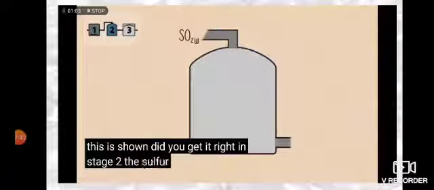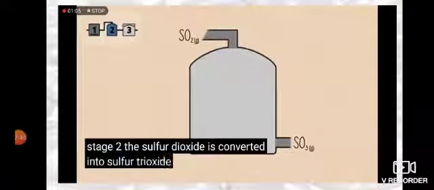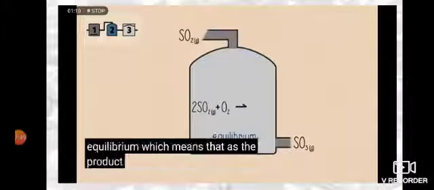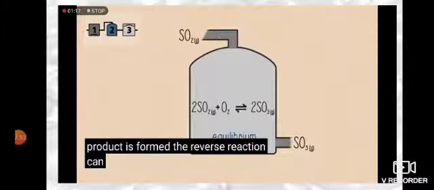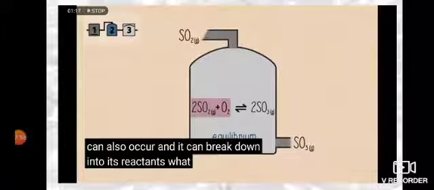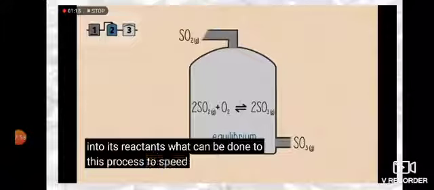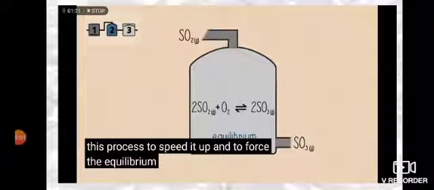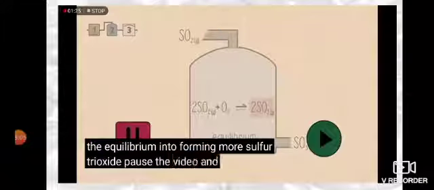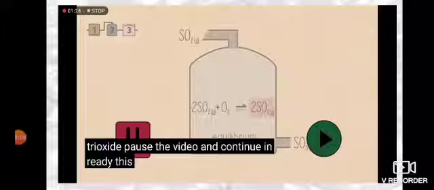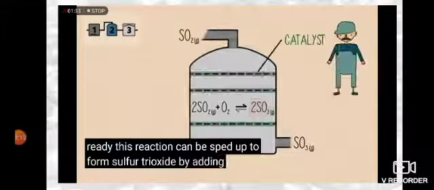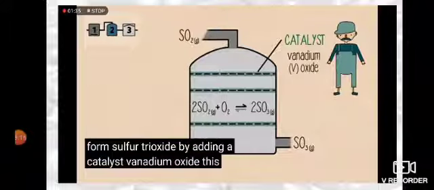In stage 2, the sulfur dioxide is converted into sulfur trioxide. The reaction is in equilibrium, which means that as the product is formed, the reverse reaction can also occur, and it can break down into its reactants. What can be done to this process to speed it up and to force the equilibrium into forming more sulfur trioxide? Pause the video and continue when ready. This reaction can be sped up to form sulfur trioxide by adding a catalyst, vanadium oxide.